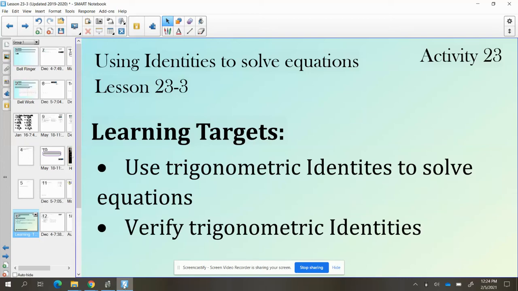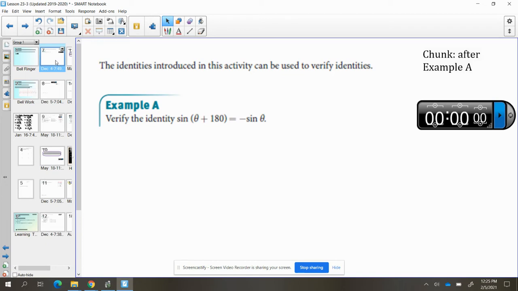Everyone, and welcome to the last lesson of Activity 23. Today's lesson is covering 23-3, and we're going to look a little bit more into using identities to solve equations as well as verify, which is where we're going to start on page 314. We're going to verify the identity.